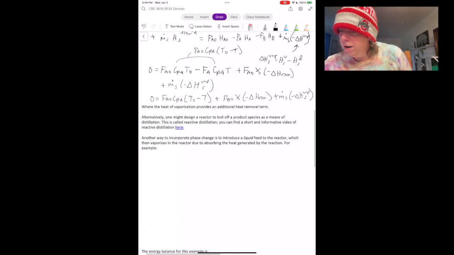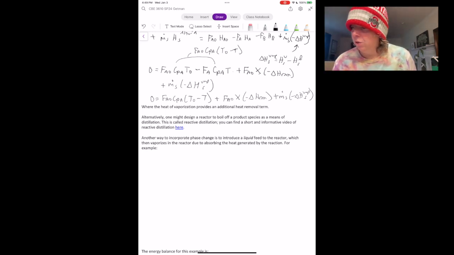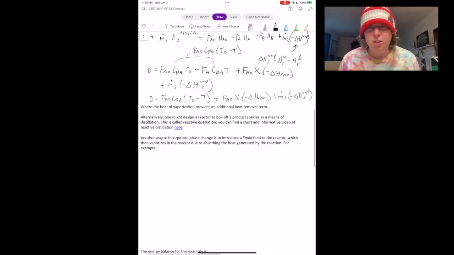So another design strategy: alternatively, one might design a reactor to boil off a product species as a means of distillation. This is called reactive distillation. You can find a short and informative video here. I'm not going to show that, but if you're interested, you can click on it. Maybe you looked at that when you took organic chemistry.